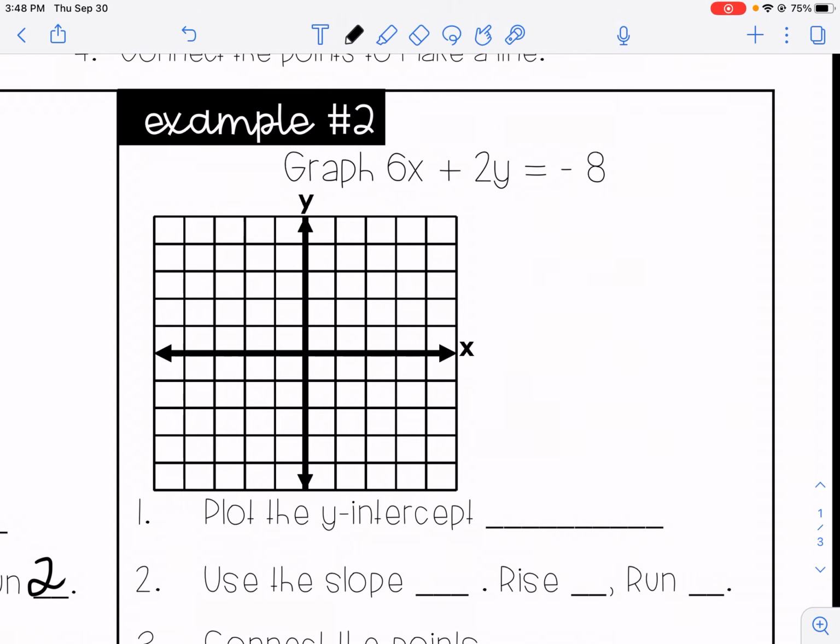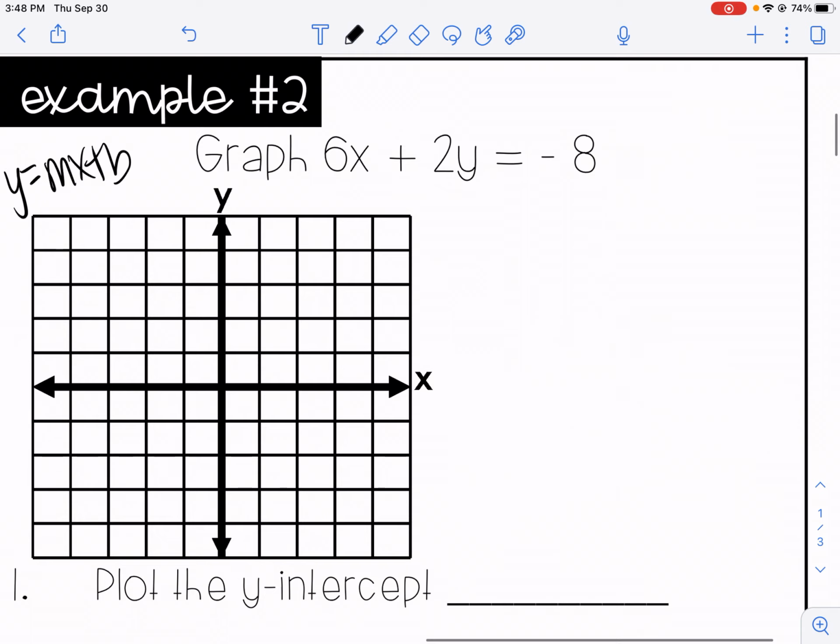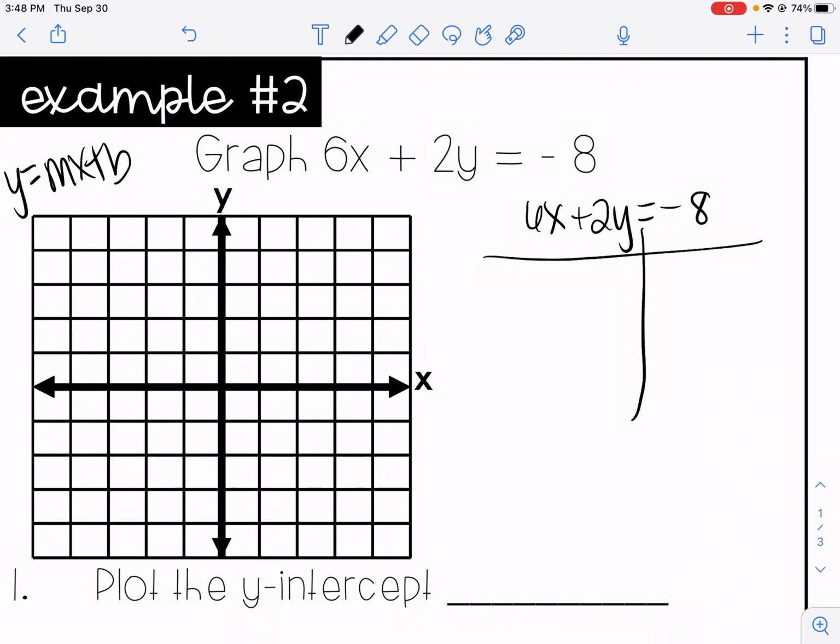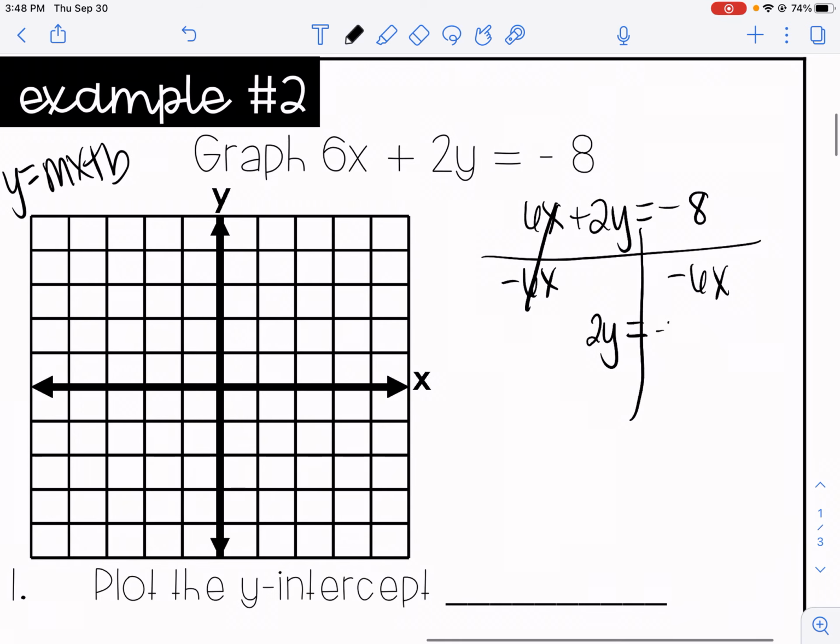This is not in y equals mx plus b. So we need to put it there, okay? So in this little space over here, we're going to move it. So our first step, you remember back to last week, is we need to move our x, the exciting move. We're going to do minus 6x from both sides. I'm left with 2y equals negative 6x minus 8.